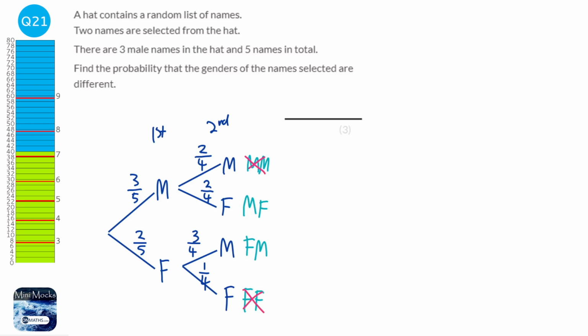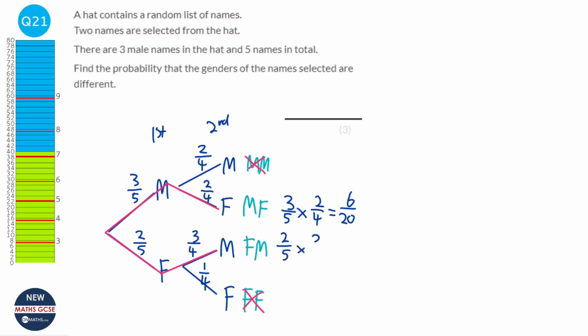And the way that tree diagrams work is as you go along the tree, any fractions you go across, you multiply together to find the outcome. So this will be 3/5 times 2/4. And I realise I could cancel 2/4, but I generally cancel at the end. So 3 times 2 is 6, 5 times 4 is 20. We're going to do the same with the other route. So 2/5 times 3/4. That would be 6/20.